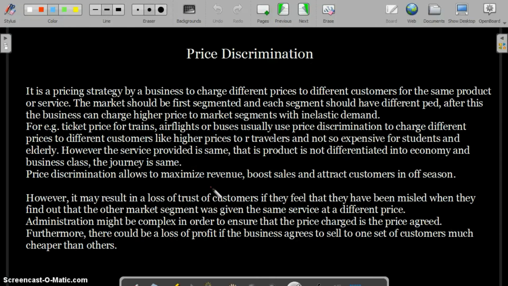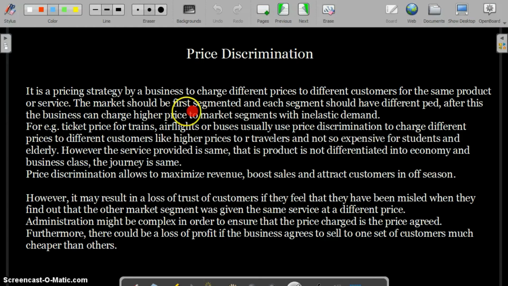And then the last one is price discrimination, which is the most important one of them all, because in past papers, if you see, there have been long question answers for price discrimination, 8 marks. So generally, what is discrimination? It is a pricing strategy by a business to charge different prices to different customers for the same product or service. So the service or the product provided to different market segments is the same. It's the same service, the same product. However, you charge it differently.